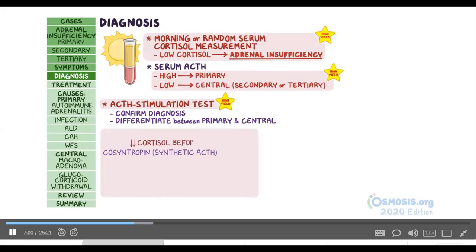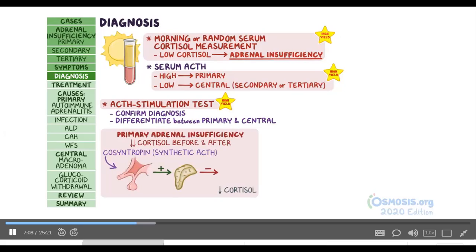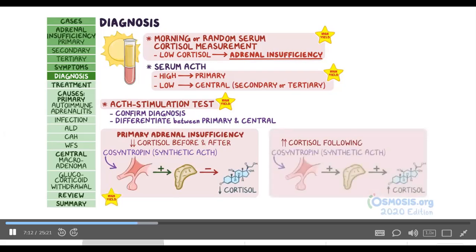Low cortisol levels before and after cosyntropin administration confirm primary adrenal insufficiency because adrenal pathology prevents the release of cortisol. In contrast, if cortisol levels rise following cosyntropin administration, that means the adrenals are responding properly to ACTH or its analog, confirming central adrenal deficiency, meaning the issue is either with the pituitary or the hypothalamus.